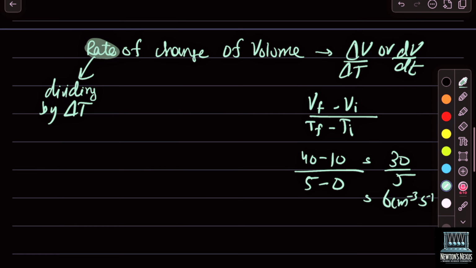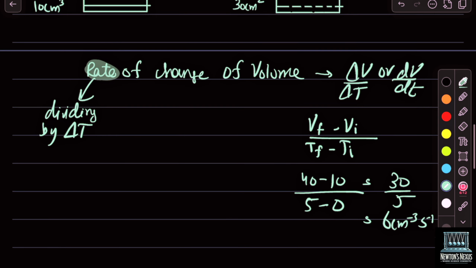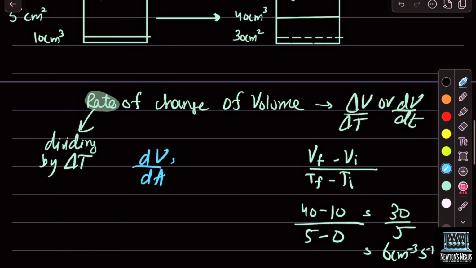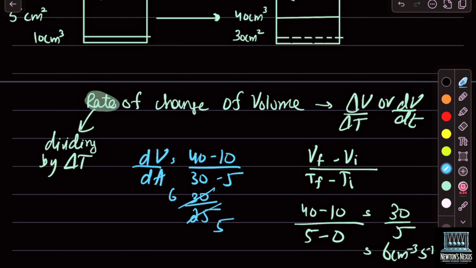All right. So if we encounter a situation where we are asked dV upon dA, well, let's calculate it. Our final volume was 40 and our initial volume was 10, and our final area was 30 and initial area was 5. So 30 upon 25. And we can just simplify it further. It comes out to be 6 upon 5. So 6 upon 5, or in other words 1.2, is basically our derivative.